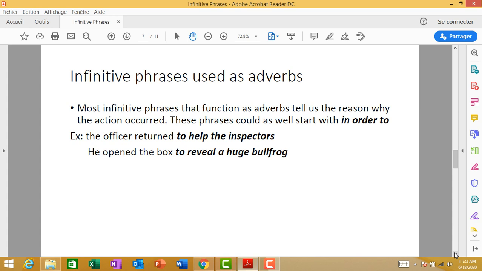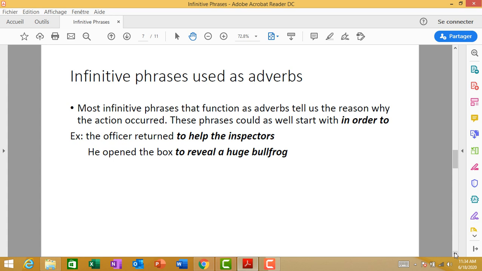Infinitive phrases used as adverbs. Most infinitive phrases that function as adverbs tell us the reason why the action occurred. Another way you could start the phrase would be with in order to. For example, the officer returned to help the inspectors. Why did the inspector return? What was the reason? He returned in order to help the inspectors.